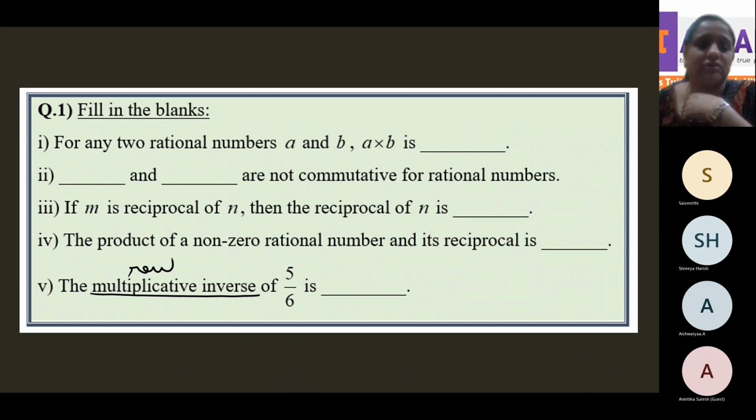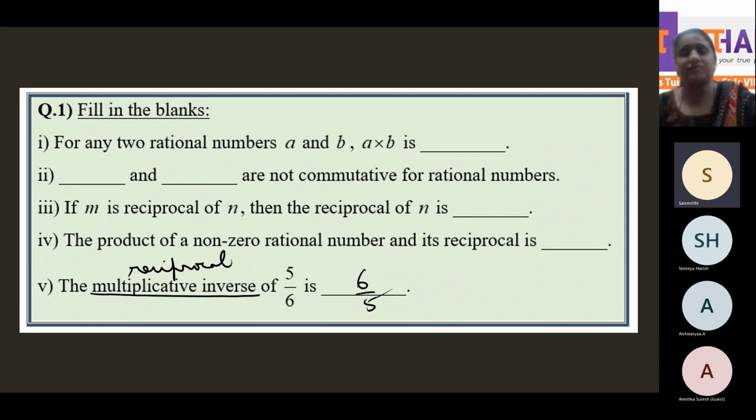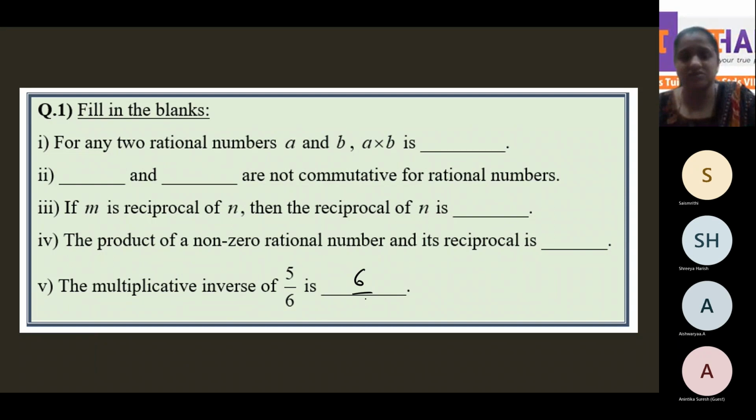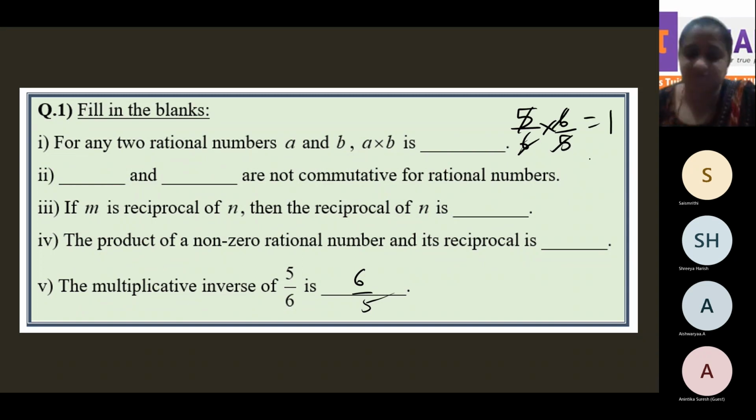So reciprocal. So what's the reciprocal of 5 by 6? 6 by 5, ma'am. Is it minus 6 by 5? No, ma'am. It's just 6 by 5. Because 5 by 6 into 6 by 5, the product should be 1. The product of a rational number and its reciprocal is always 1, not minus 1.